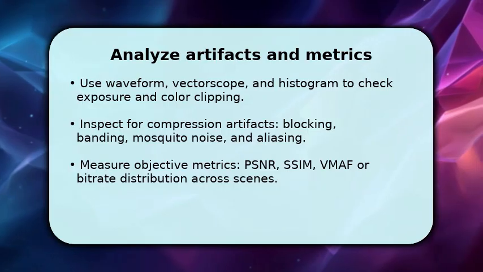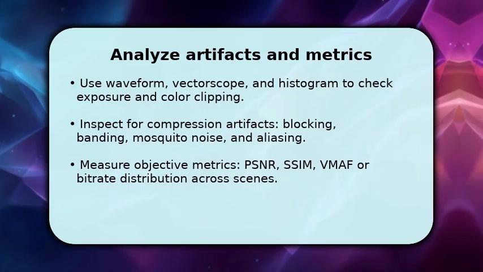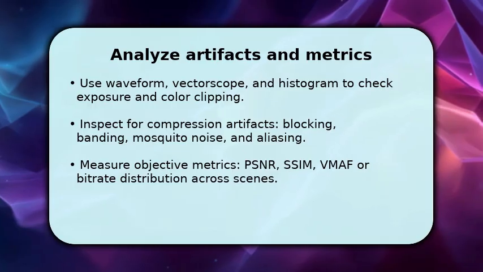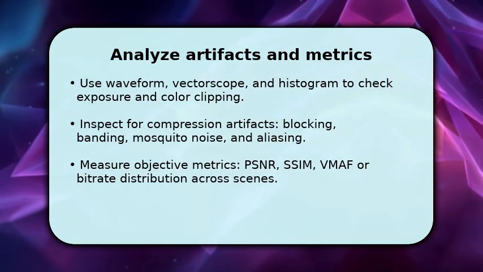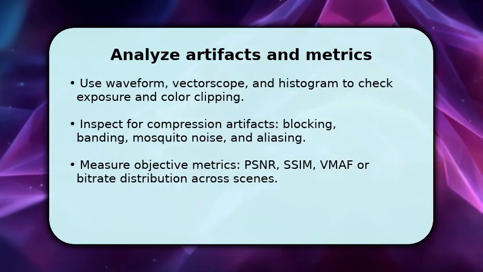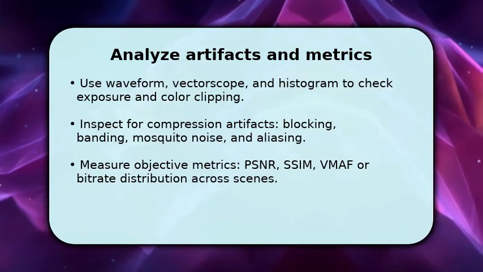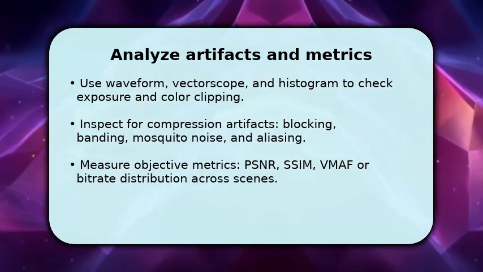Pull up a waveform, vector scope, and histogram to spot clipping, color shifts, or crushed blacks. These explain visual losses. Then scrub at different motion levels to inspect blocking, banding, or mosquito noise so you understand where compression failed. Simultaneously, run objective metrics like PSNR, SSIM, or VMAF, and examine bitrate variation per scene. These numbers explain how quality maps.